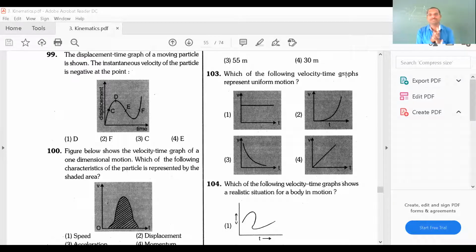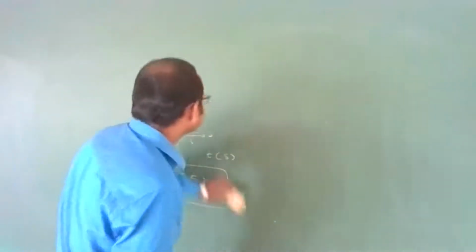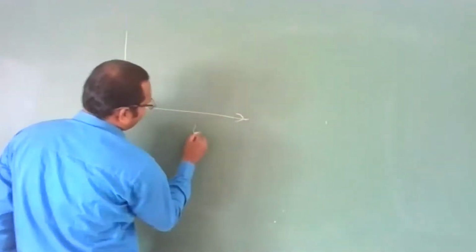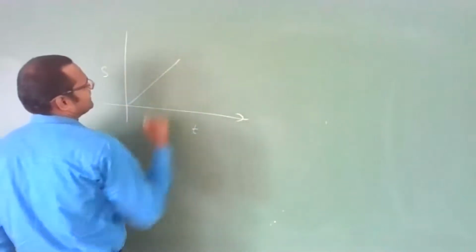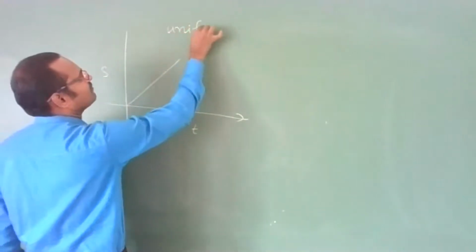Okay. Uniform motion means velocity should be constant, Anna. They didn't say uniform velocity. They said uniform motion. For uniform motion, what is the graph? First, let me draw the graph for distance and time. Uniform motion, distance and time graph is like this. This is called uniform motion.